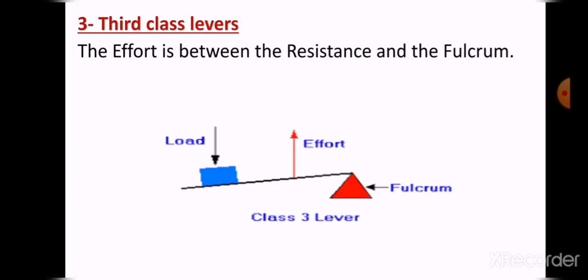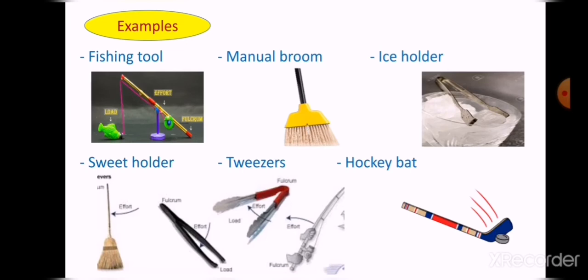But if the resistance is between the fulcrum and the effort force, this type is a second class lever. But if the fulcrum is between the effort force and the resistance force, this type is a first class lever. Excellent. We have some examples of third class levers.